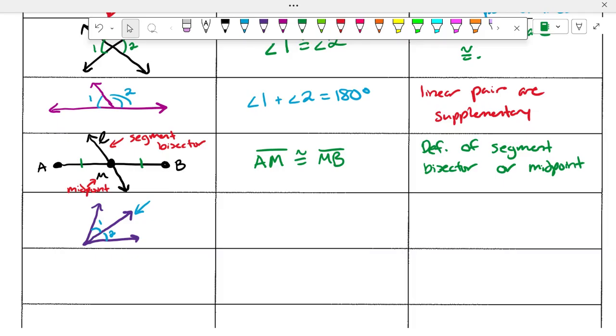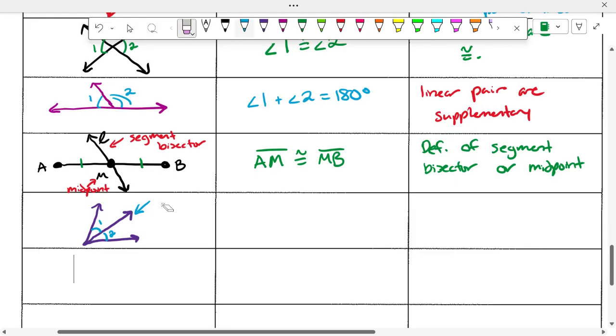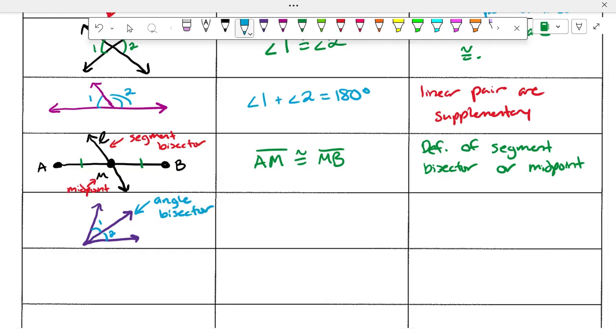I'll give you a hint. It relates to what we just did. It's a bisector. What type specifically? Angle bisector. And remember, all an angle bisector is just a line that cuts an angle in half. So we can say that angle 1 is congruent to angle 2 because that's the definition of an angle bisector.